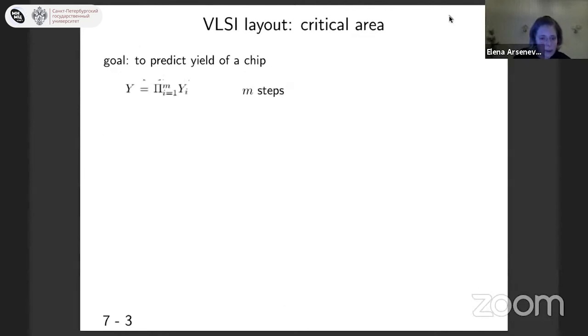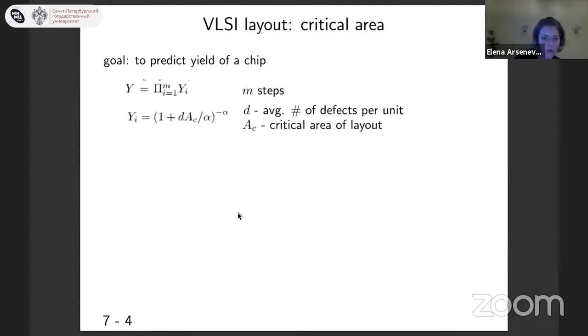So basically there is a way of estimating this yield. First of all, you have several stages of printing, and for each stage you have some loss, and then you multiply the yield of each stage. So this Y is the yield of one stage, at one step.